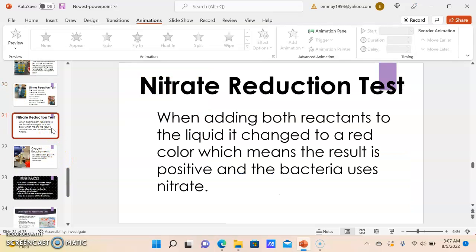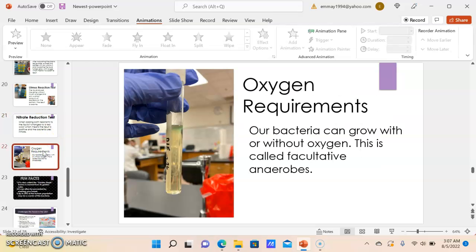So the nitrate reduction test, when adding both reactants to the liquid, it changed to a red color, which means the result was positive and the bacteria uses nitrate. Oxygen requirements. Our bacteria can grow with or without oxygen. As you can see, it had a little bit of growth there in the middle. And this is called facultative anaerobe.